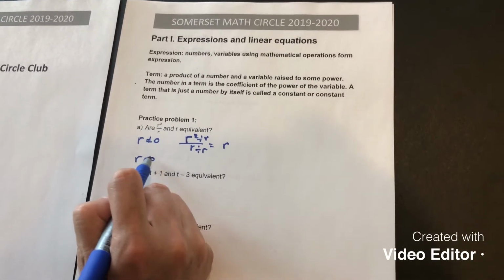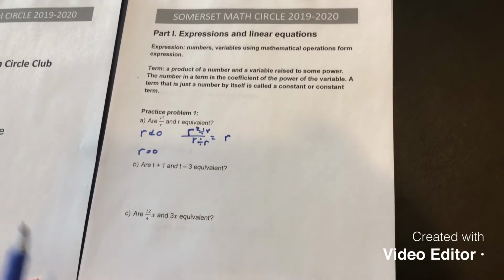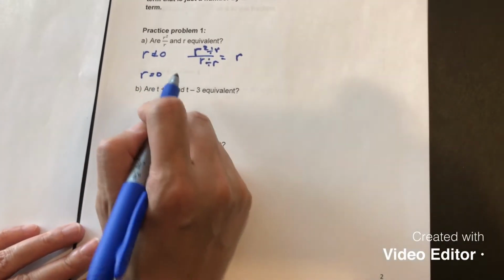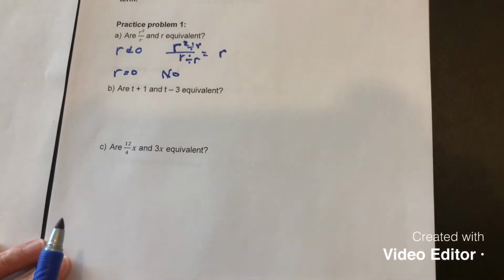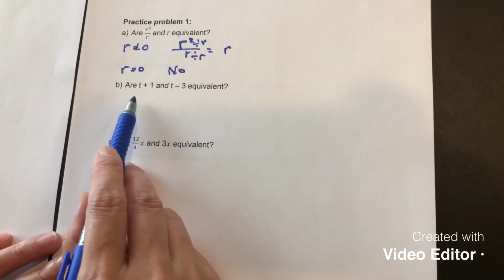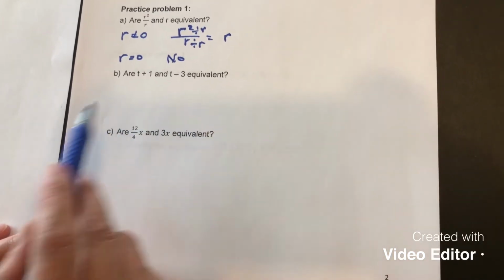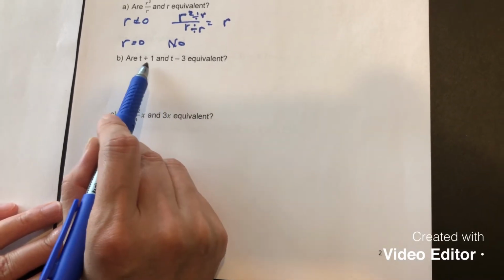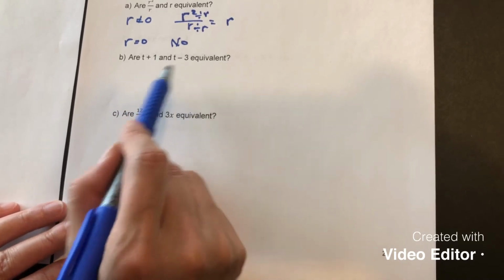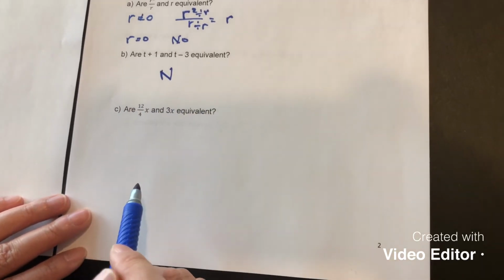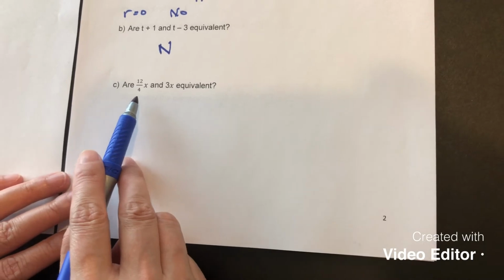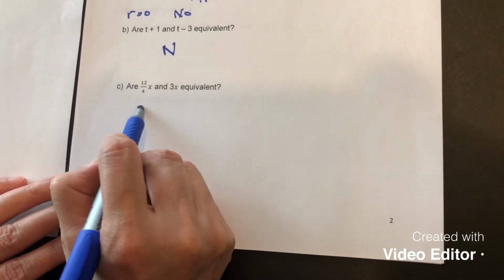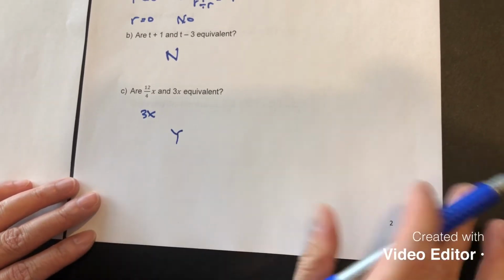When r equals 0, there is no definition because you cannot divide anything by 0. That will be infinity. So then here, they are not equivalent. B, are t plus 1 and t minus 3 equivalent? Of course, these are different because t can be one value. Here you add 1, here you subtract 3. So these are not equivalent. C, are 12 over 4x and 3x equivalent? In here, 12 over 4 is 3, so 3x. Therefore, they are equivalent.